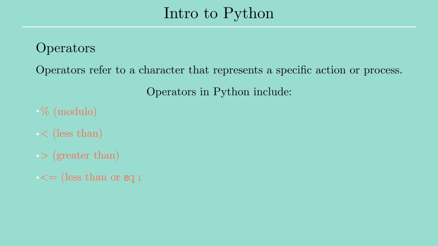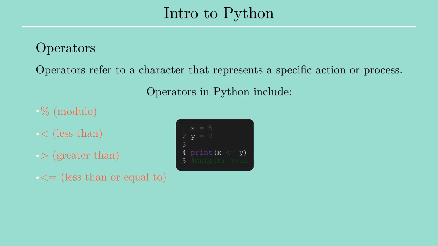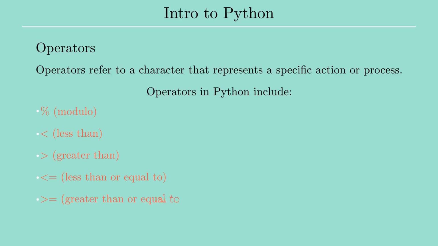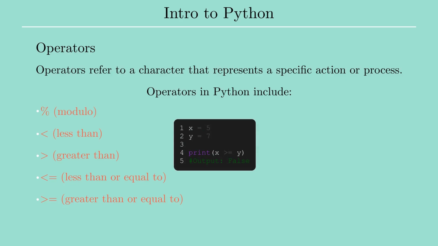Less than or equal. This is similar to the less than operator, but will also output true if the two data values are equal. Greater than or equal. This is similar to the greater than operator, but will also output true if the two data values are equal.